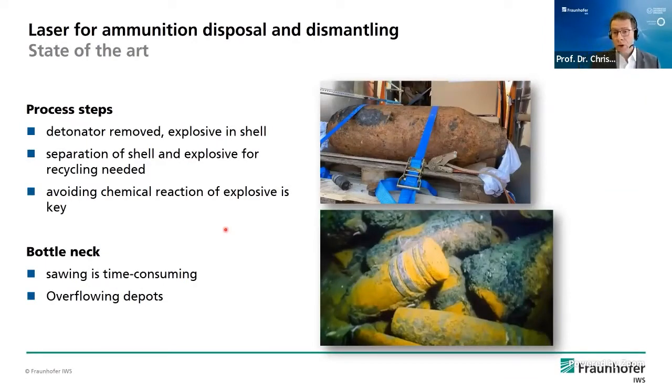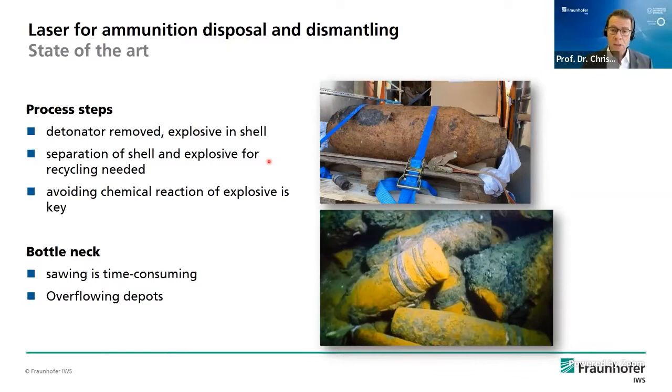The state-of-the-art process is, of course, first of all, to find the ammunition, then remove the detonator or the igniter, if you will, and this leaves you with an explosive chemical in a metal shell, in a metal container. And in order to recycle or dispose of this part of the ammunition, you have to separate the shell from the chemical.